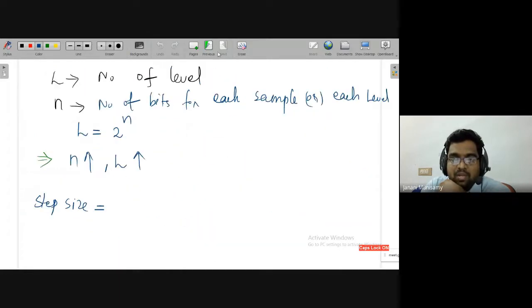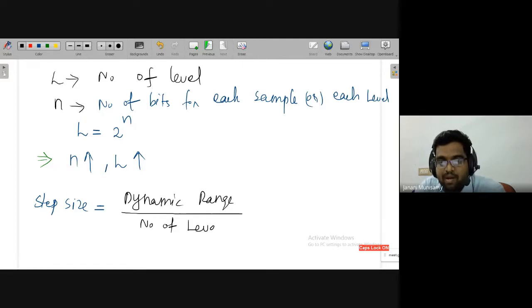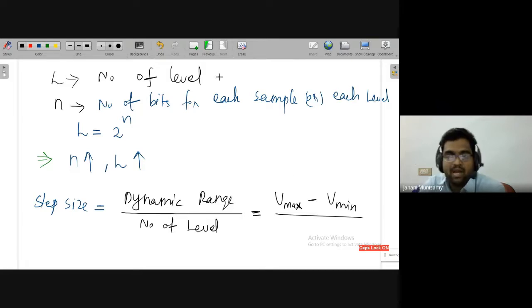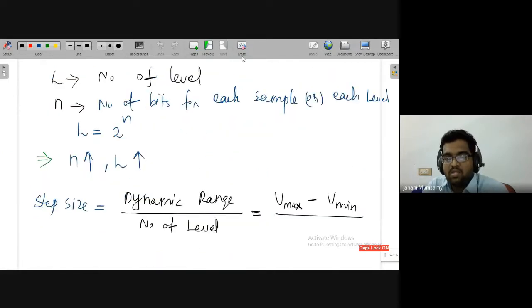So the formula for step size is the dynamic range of the signal divided by the number of levels. Dynamic range means in the value, what is the minimum value and what is the maximum value in the analog signal. Minimum value may be negative also. Here I have taken minimum value as 0 in this case. In reality, minimum value can be negative also. So in general, Vmax minus Vmin, then divided by L. This is the step size.